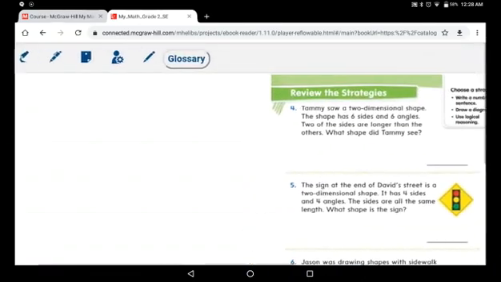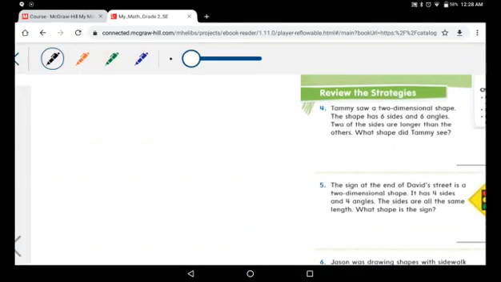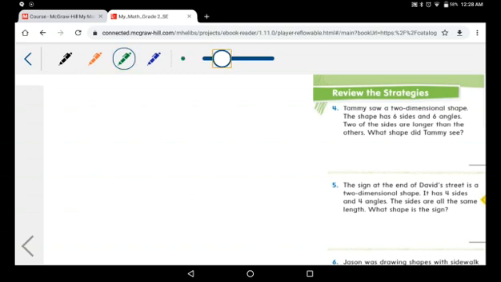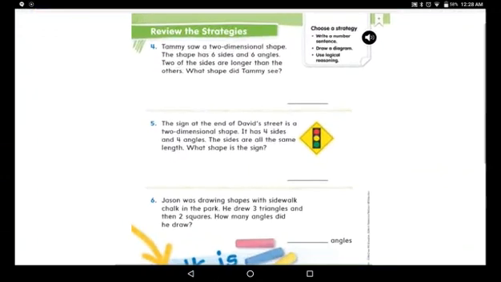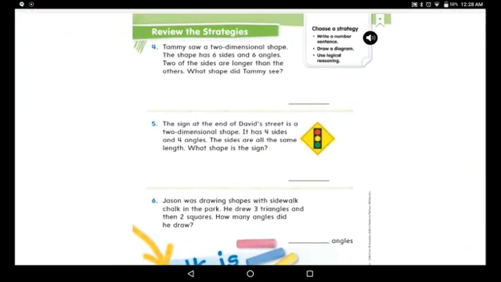Before you start solving alone, let us review the strategies we learned. First, let us choose a strategy. Write a number sentence, or draw a diagram, or use logical reasoning. What we learned, we will use draw a diagram. Right? Now let's start reading. Question number 4, we will solve together, then you will continue the rest of the page alone.